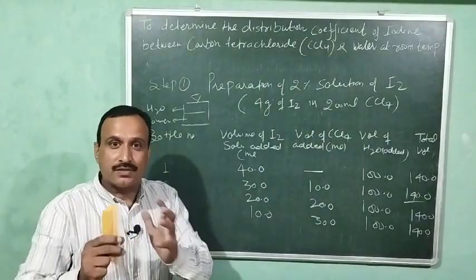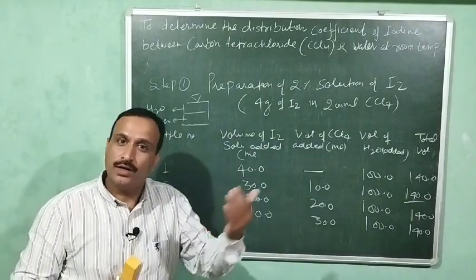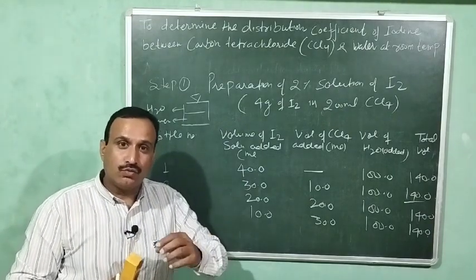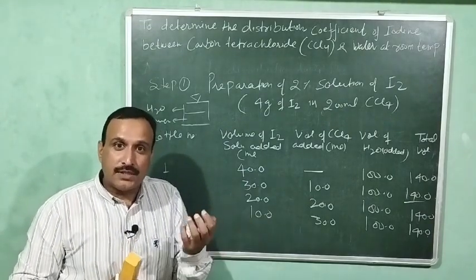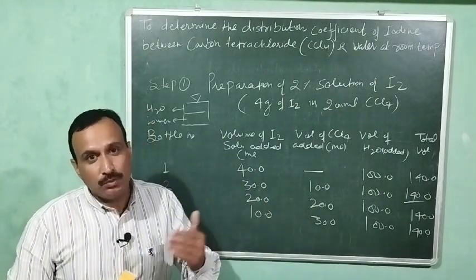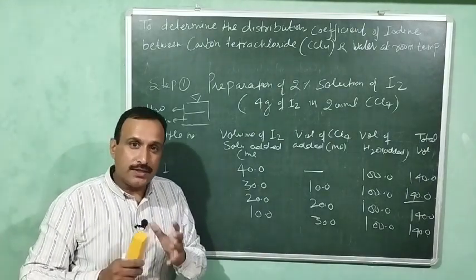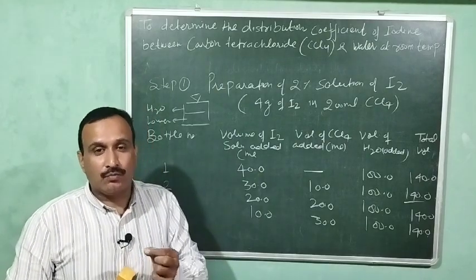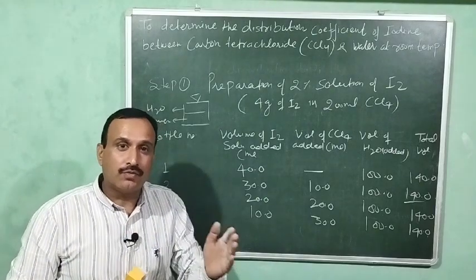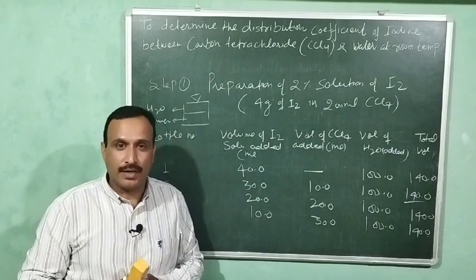And due to this vigorous shaking, some iodine will be transferred from the CCl4 layer to the water layer. जब हम vigorous shaking करेंगे तो जो आयोडीन है वो ट्रांसफ़र हो जाएगी आपकी CCl4 लेयर से एक्वस लेयर में। तो इस तरह से जो आयोडीन है it will be distributed between both the solvents. Okay, and after this step we will separate the aqueous layer of each bottle from the CCl4 layer, and the separation will be done with the help of a separating funnel.